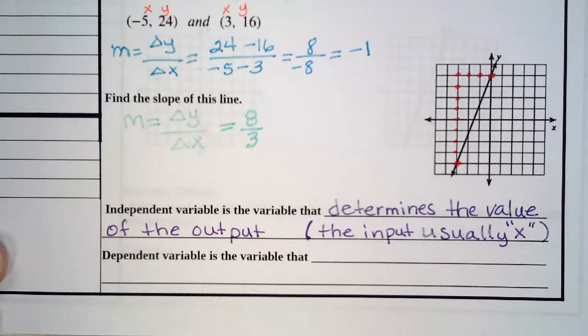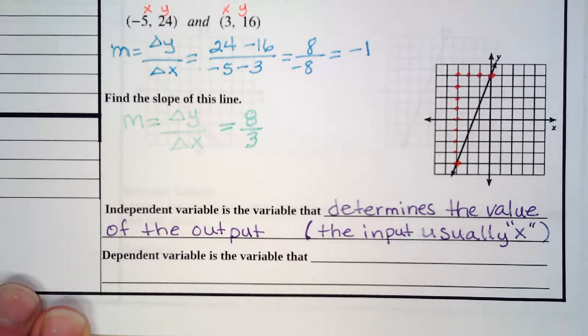Okay, so if the independent is what you're putting in, the dependent is what you're getting out. The dependent variable is a variable that depends on what you put in. It is the output of the function, and a variable whose value depends on the value of the input.